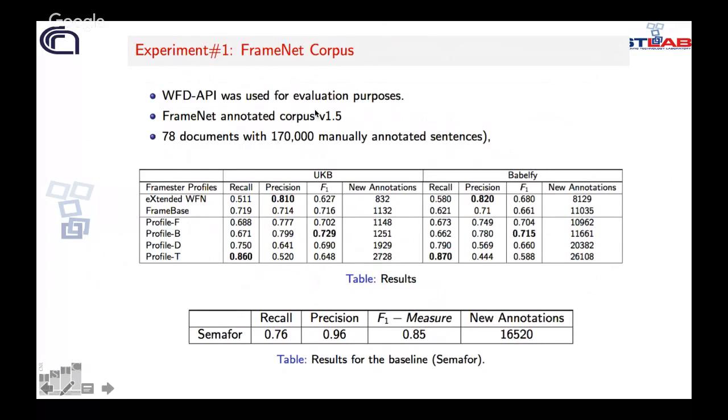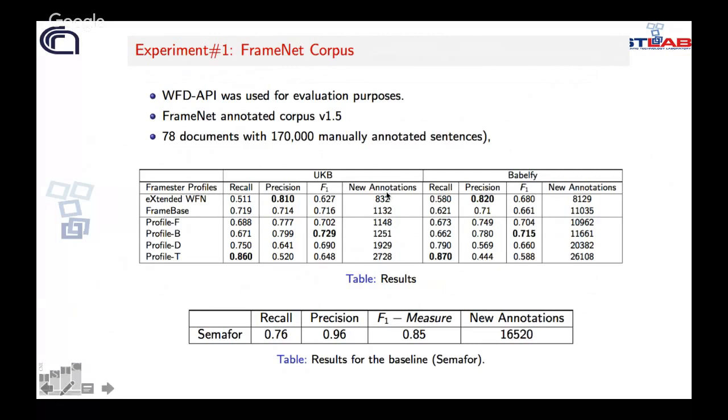First we used the FrameNet annotated corpus, and we did this both with UKB and Babelfy. On the left, you can see the tools that we have used, and the profiles F, B, D, T refer to Framester, which are different subsets of Framester. Framester has been built to have different profiles, one of which minimizes certain alignments, and our intention was also to test the noise that you can get when you include additional annotations.